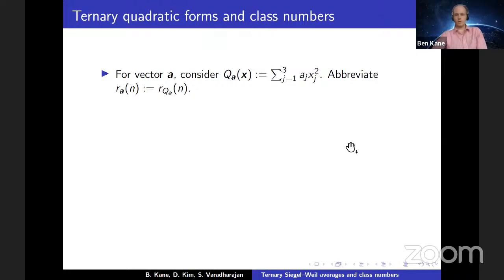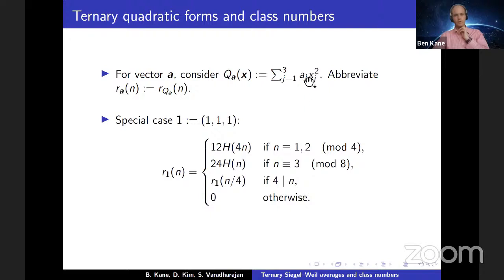Okay, so I want to relate these with ternary quadratic forms. And for the sake of simplicity, I'll restrict to diagonal forms, meaning that it's the sum of a_j x_j squared, where the a_j's are a vector of length 3. But in general, we can do what we're going to do in this talk for non-diagonal ones.